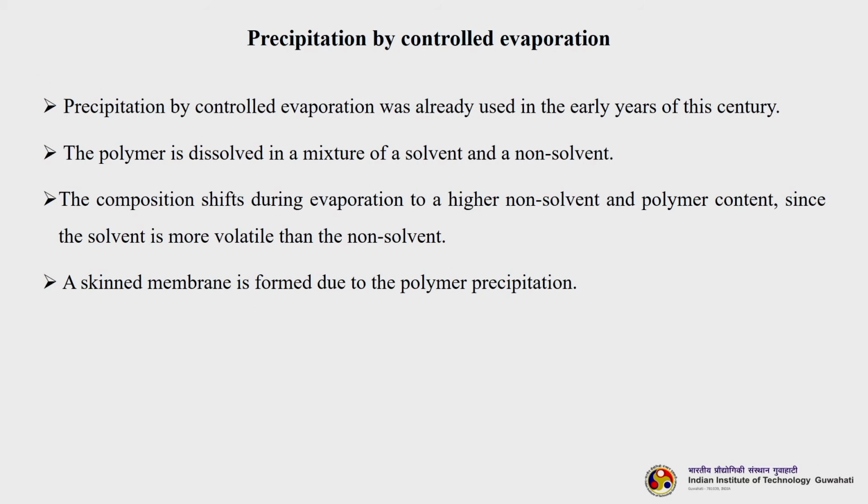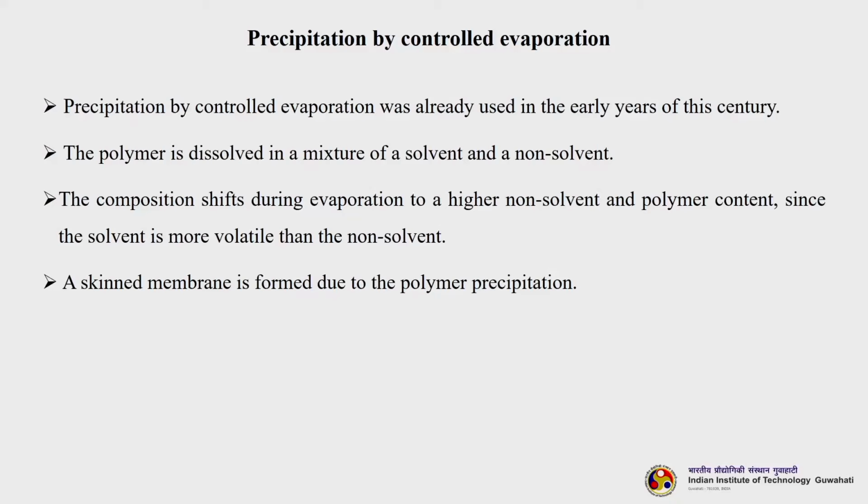So, the next one is precipitation by controlled evaporation. So, precipitation by controlled evaporation was already used in the early years of this century. So, the polymer is dissolved in a mixture of a solvent and a non-solvent. When I am preparing the cast solution, that means the polymer is dissolved in a solvent which will dissolve the polymer, and here I am adding a non-solvent at this stage. Now, the composition of this particular solution in which there is a solvent and a non-solvent will shift during evaporation to a higher non-solvent and polymer content, since the solvent is more volatile than the non-solvent.